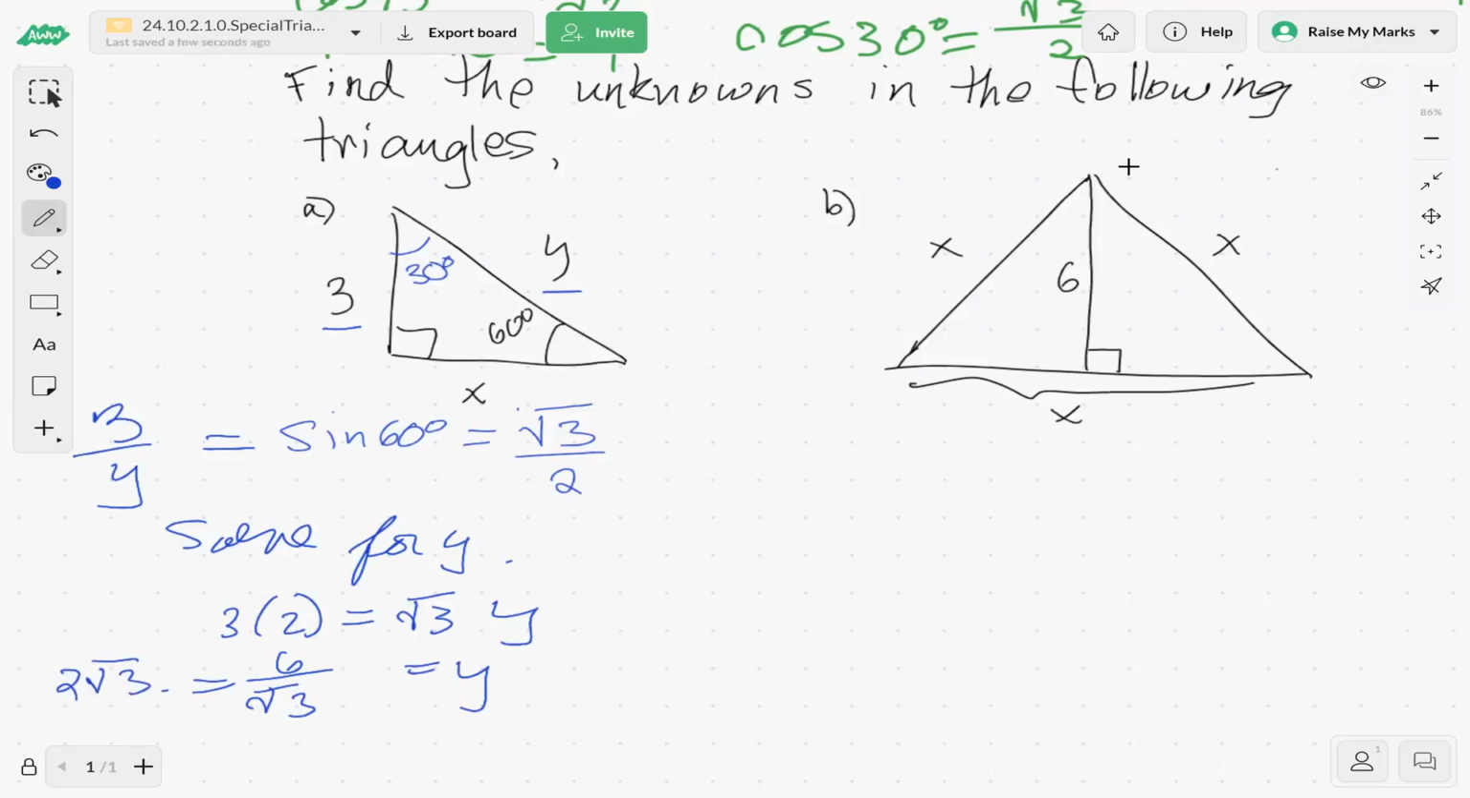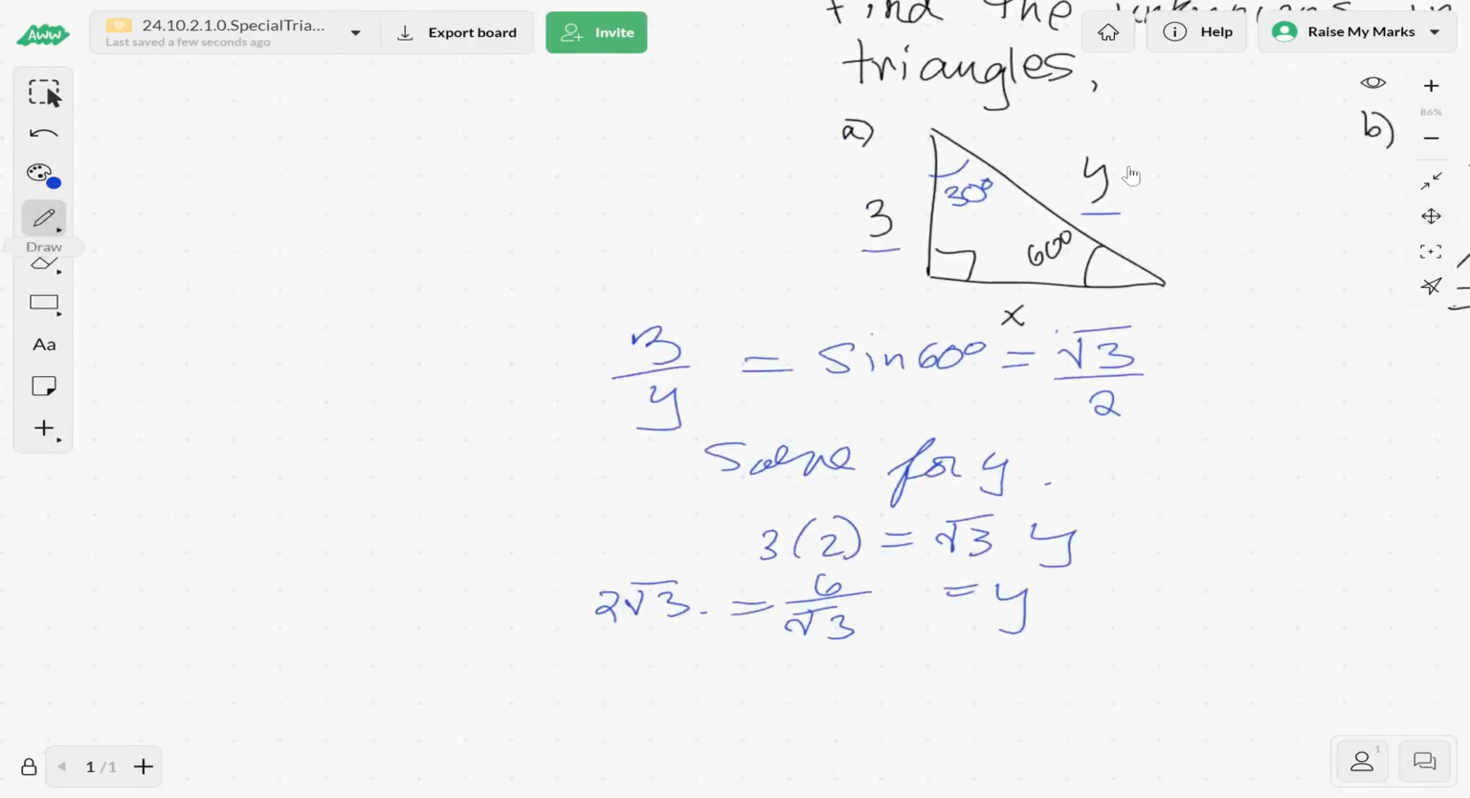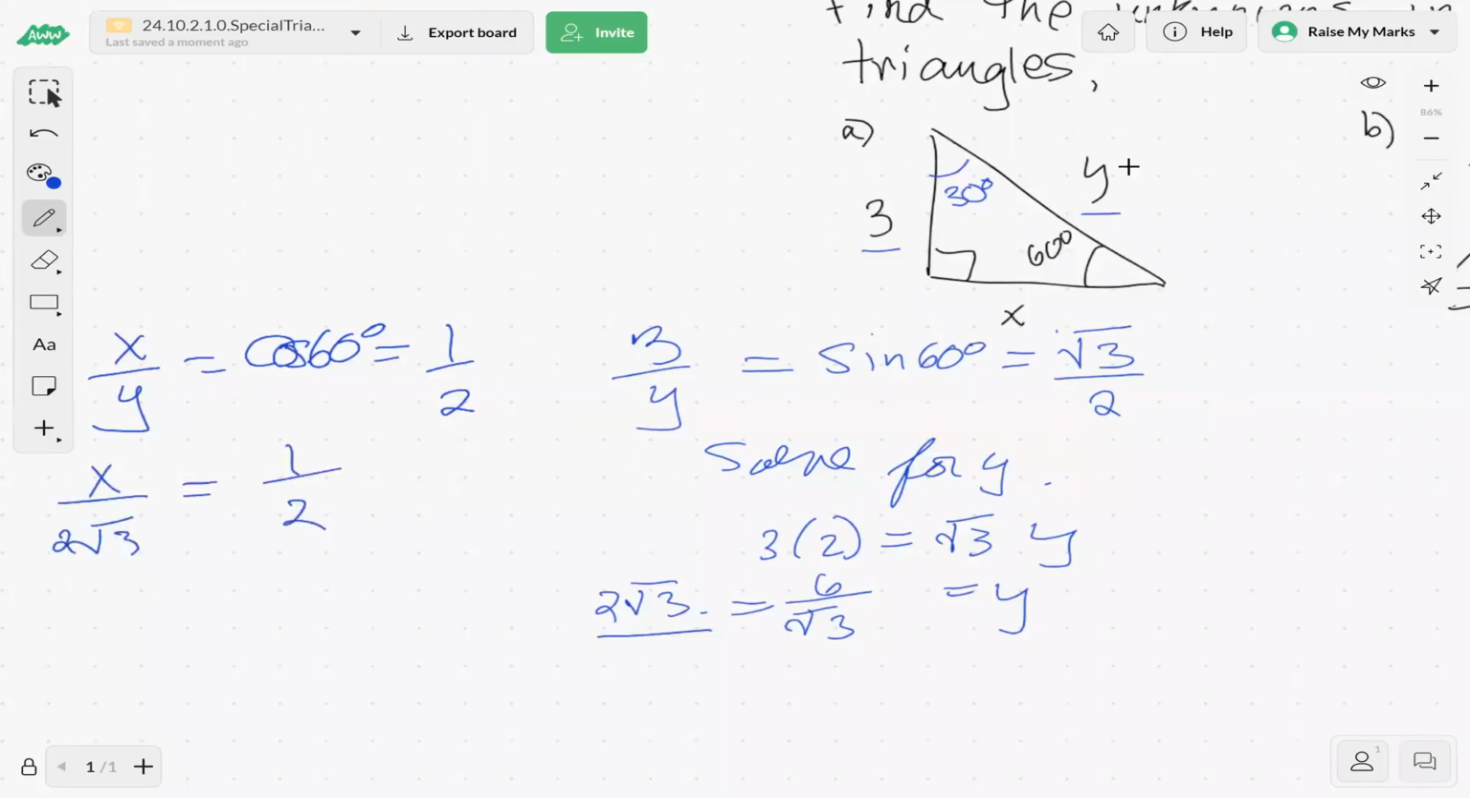So that's our y. That's pretty good. We have y now. Let's see if we can figure out x. So similarly, do we have space underneath? No. All right, let's move over. Scroll to the left. So cosine of 60 degrees equals 1/2, but it also equals x over y. Well, we know what y is. It's 2 root 3. So x over 2 root 3 equals 1/2. So let's solve for x. X equals 2 times root 3 over 2, or x equals root 3.